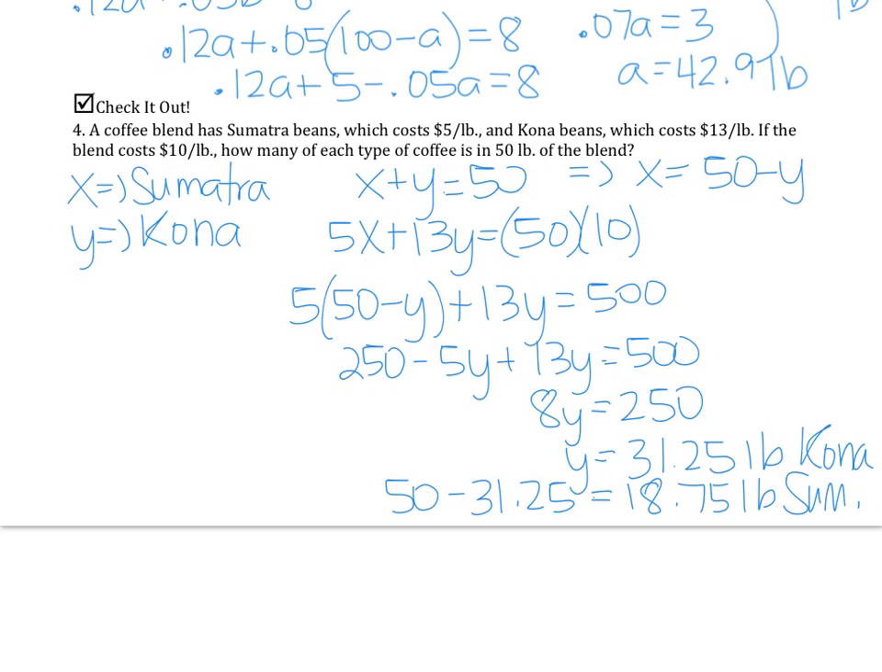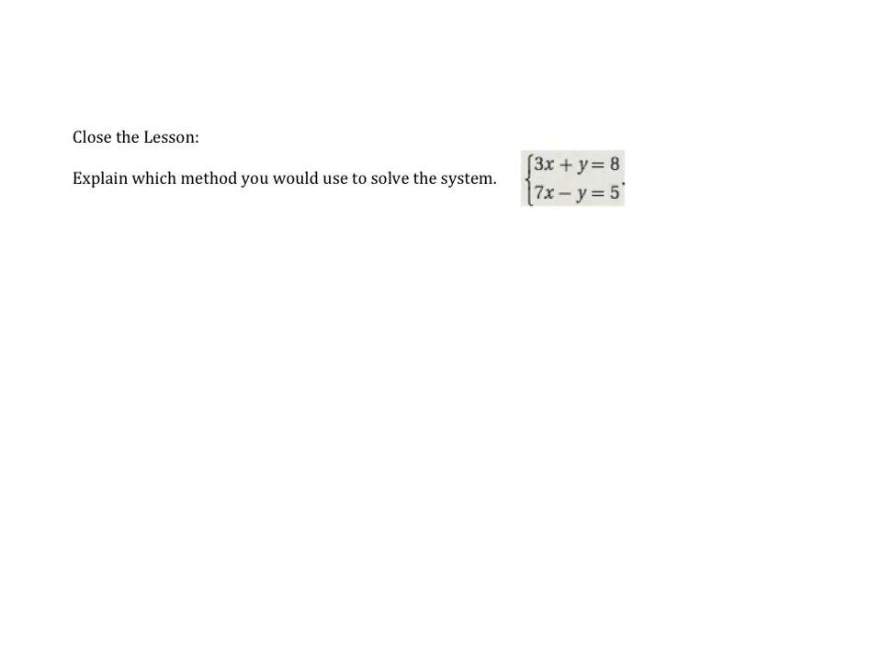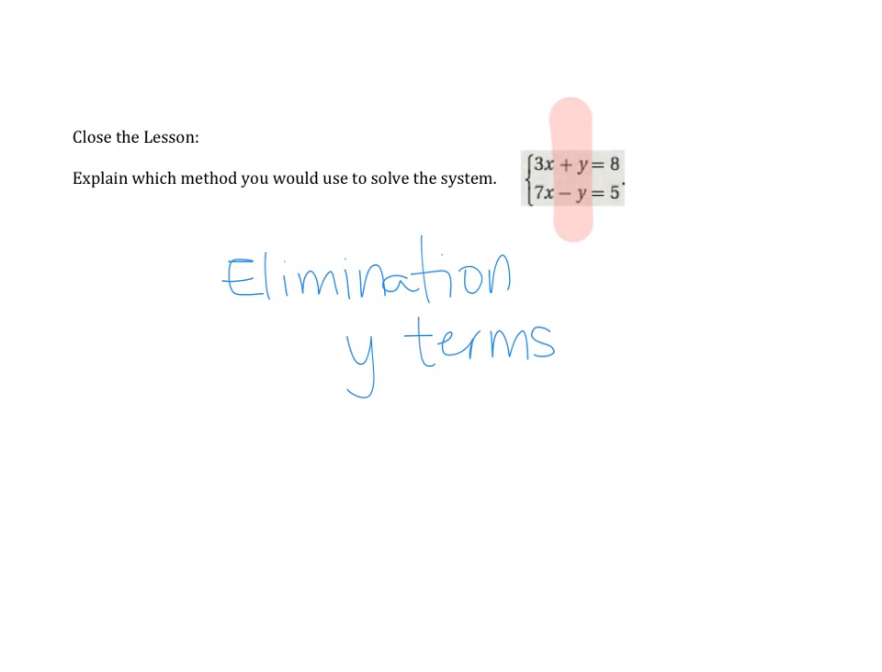Okay, hopefully you came up with those two answers. We're just going to close the... It says, explain which method you will use to solve the system. Well, hopefully you took notice that we have y's with opposite coefficients. So I would choose elimination. And that's because the y terms have opposite coefficients.